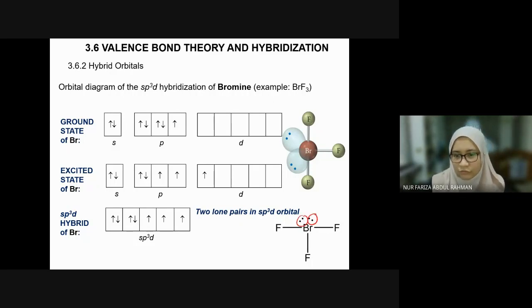So how many electron group? 1, 2, 3, 4, 5. So there are 5 electron group. So it should be sp3d. 3 plus 1 is equal to 5 because we have 5 electron group. So it should be sp3d.